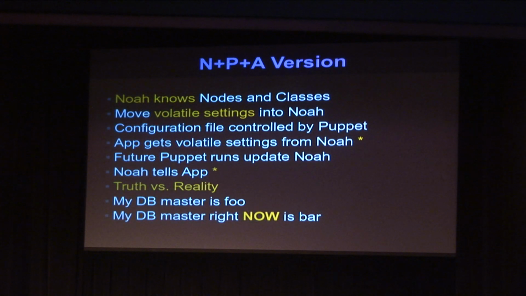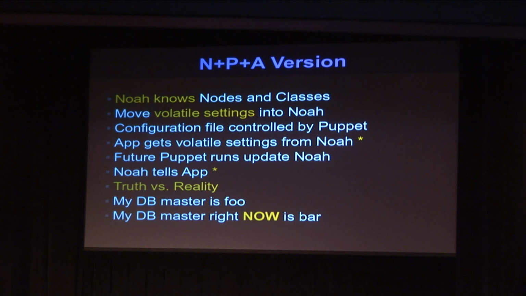So if we throw Noah in the mix, now Noah knows about your nodes and classes. We move the volatile settings into Noah, and I'm going to talk about volatility in a minute. The configuration file is still controlled by Puppet. It still is built by Puppet as: this is what we want it to be. This is the one true configuration file. However, your app gets some of the volatile settings from Noah. Future Puppet runs will update Noah when some things change. Noah can tell your application.